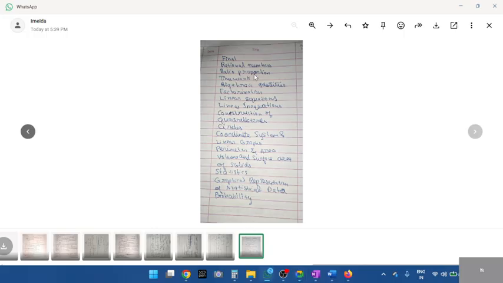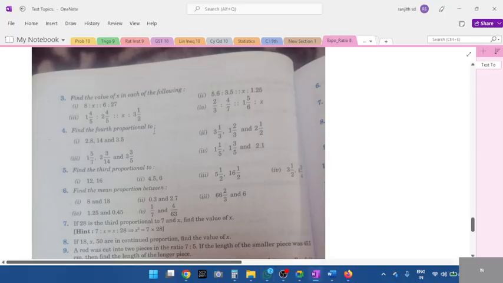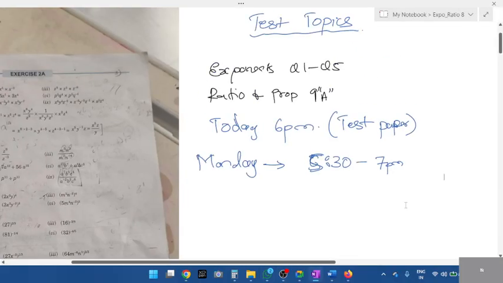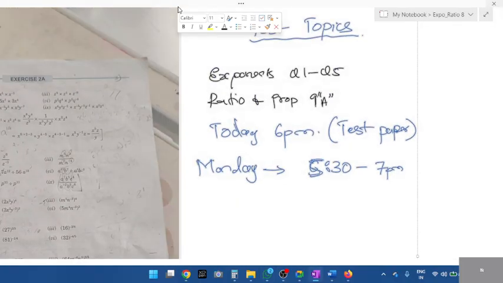Ratio, proportion, time, algebraic identities, probability, statistics. Okay, we have less time. We need to complete all of these, students. Fine, we'll start. No need to delay. Up to seven and conduct.